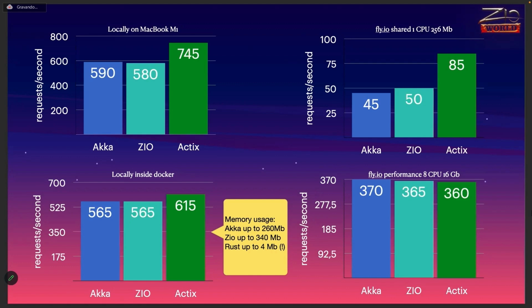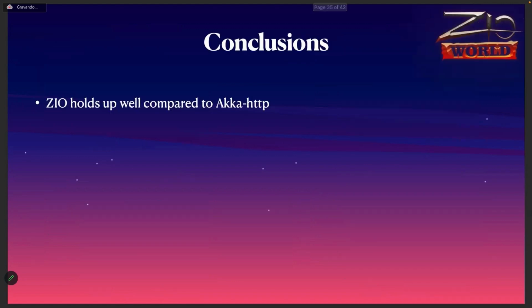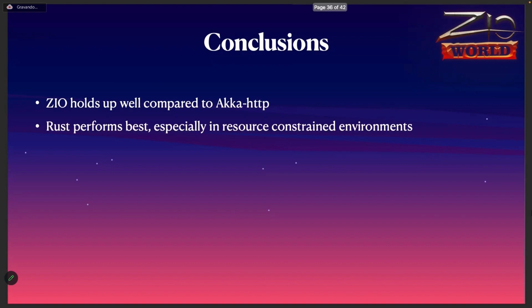But anyway, four different scenarios: locally, in Docker, and in the cloud. It's basically up to you to draw your own conclusions, but I think it's great that ZIO at least holds up very well compared to Akka. If that's the only thing you want to look at when you decide to change frameworks, there's no reason not to change. The performance is pretty much the same. Rust is better in terms of performance, especially in resource-constrained environments.